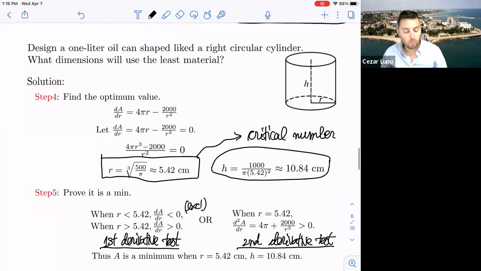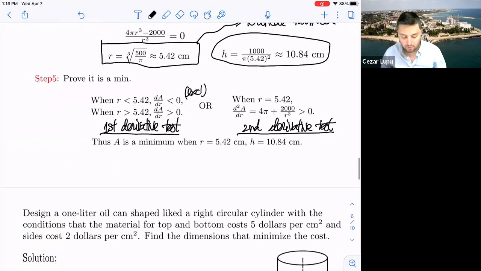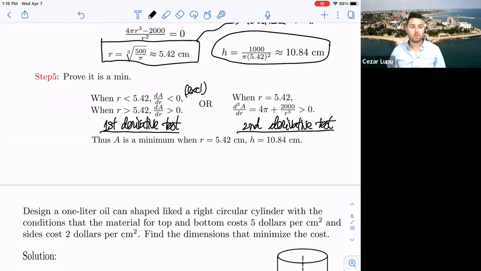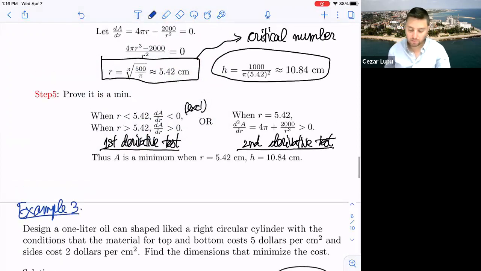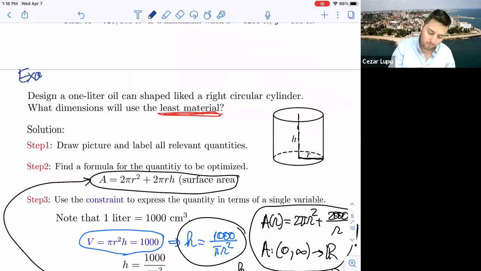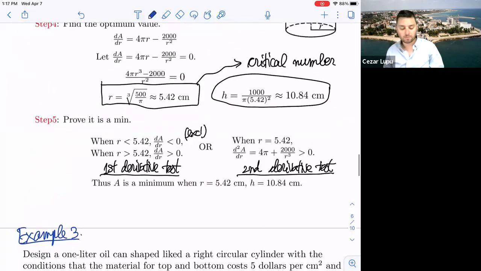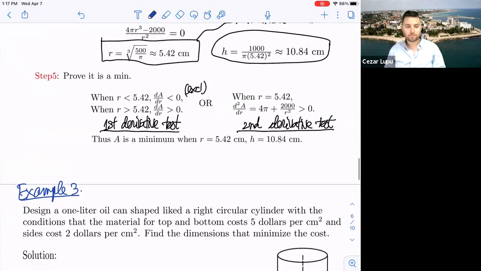Let me do another, similar one. Look at this one here. So this is example 3. Let me just number them. And this is example 2. All right, great. So let's see example 3.